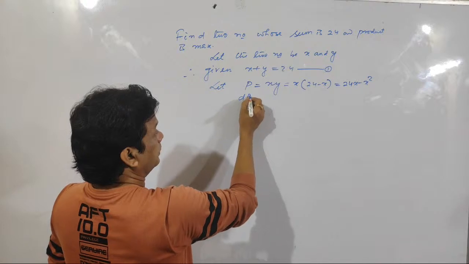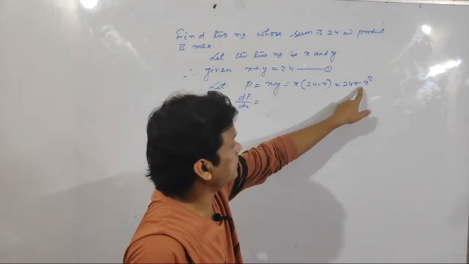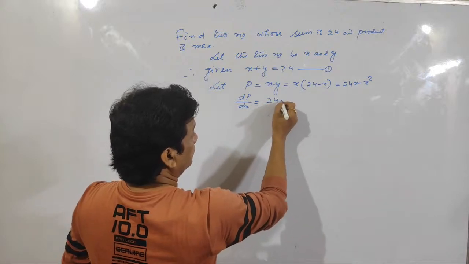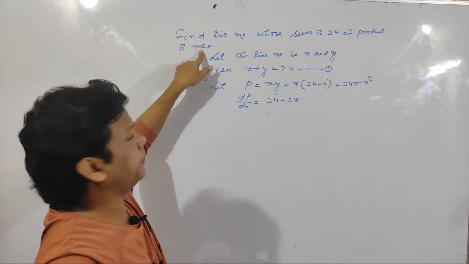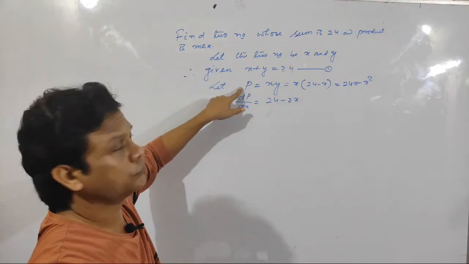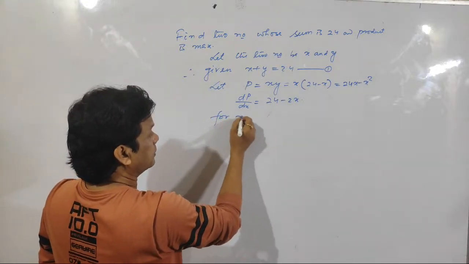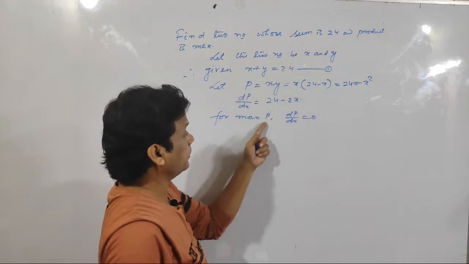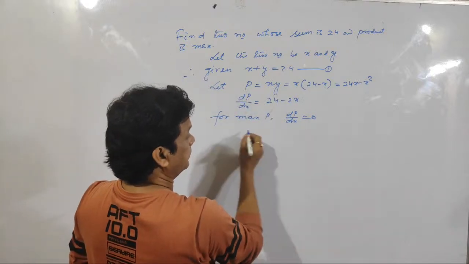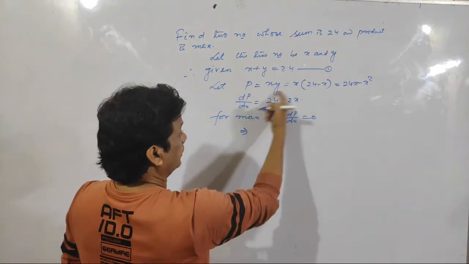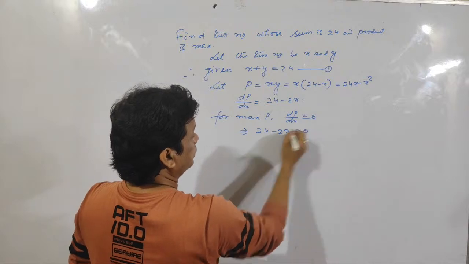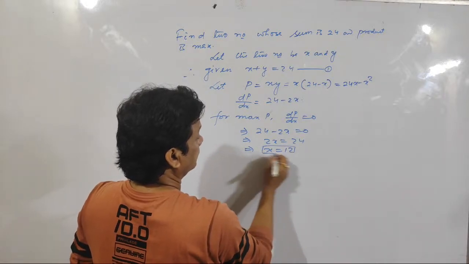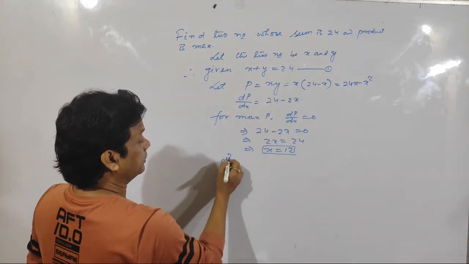Now, what is our rule? You have to find out derivative. If there is x, then find dp by dx. If there is y, then find dp by dy. Clear? So 24 minus 2x. And you have to find out the product is maximum. That means you have to find the condition so that P will be maximum. So for maximum P, dp by dx must be equal to 0. First derivative must be equal to 0. So 24 minus 2x is equal to 0. That means 2x is equal to 24. So it implies x is equal to 12. Clear? Now you have to find out the second derivative, d square p by dx square.